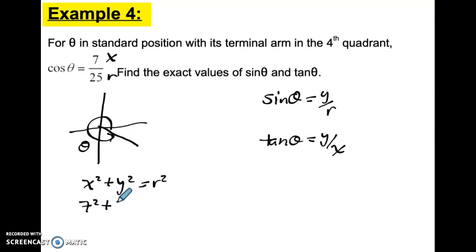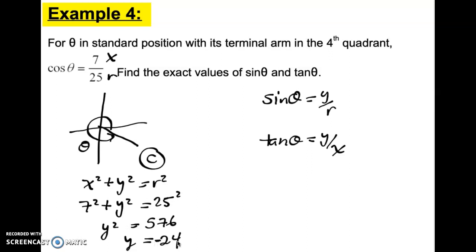So 7 squared plus y squared equals 25 squared. Y squared would equal 576. And if we square root that, we would get 24. And more specifically, we would get negative 24, because whenever we take the square root, remember, we can always take a plus or a minus. And because we're looking at this fourth quadrant, we will take a negative y value because y is negative in that fourth quadrant. So now we can actually find the exact values for sine theta and tan theta.